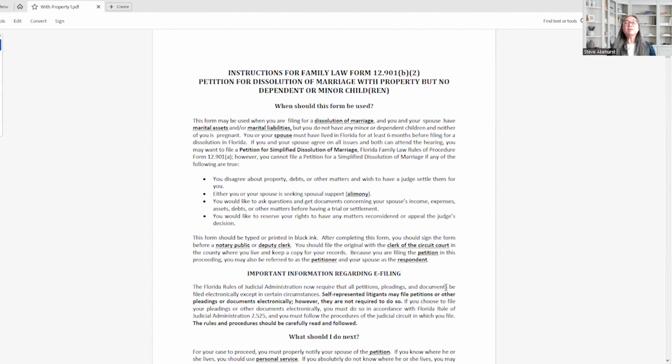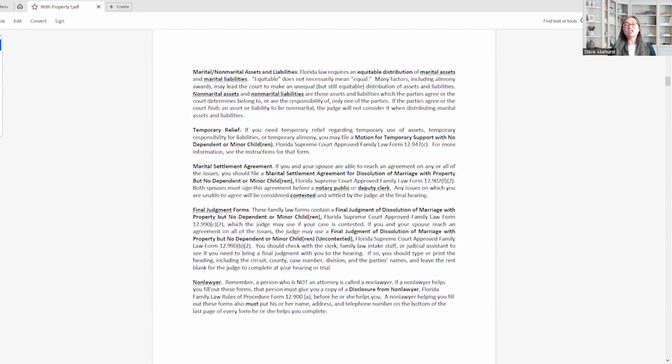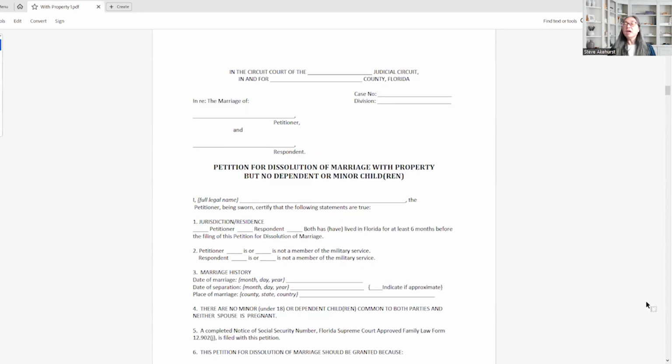The first form is for petition for dissolution of marriage with property but no dependent or minor children. And this is if you have assets and liability to divide, but you don't have children. If you have children, there's a separate packet 2 that involves property and children. The first section includes all the instructions that we will just skip, and you could always refer back to it if you have any questions regarding what we discussed today.